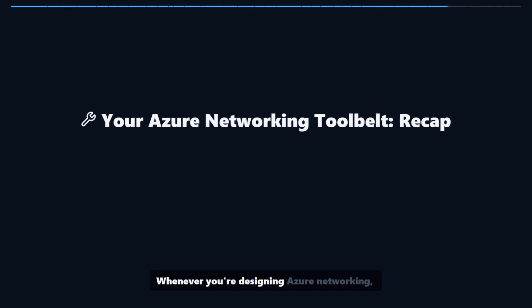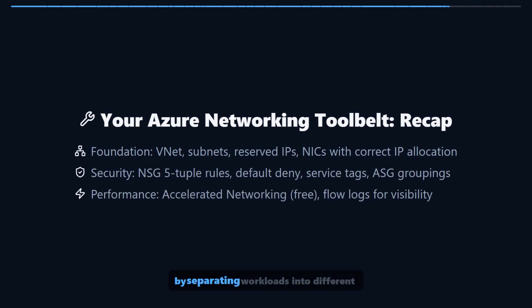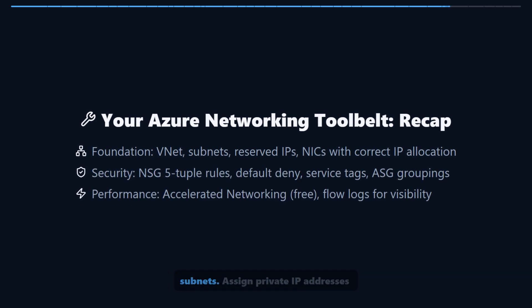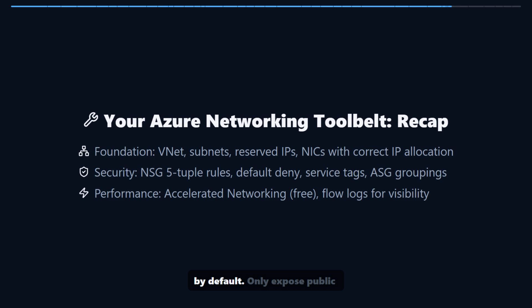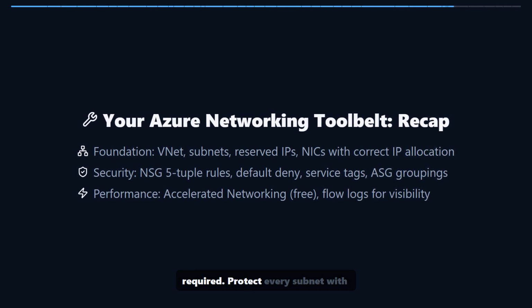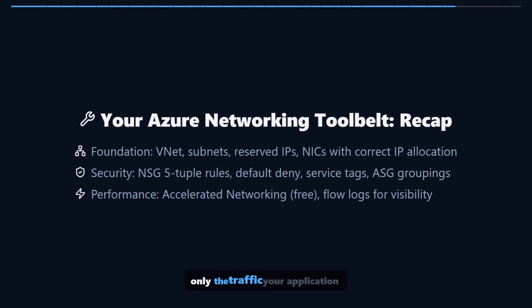Whenever you're designing Azure networking, follow the same process. Start by separating workloads into different subnets. Assign private IP addresses by default. Only expose public IP addresses when they are genuinely required. Protect every subnet with network security groups that allow only the traffic your application needs.